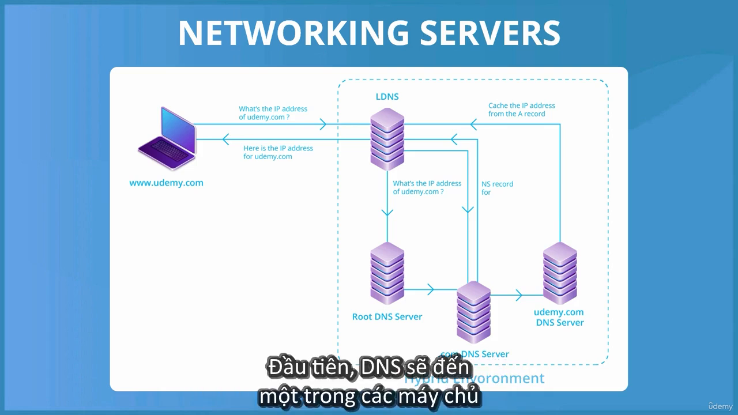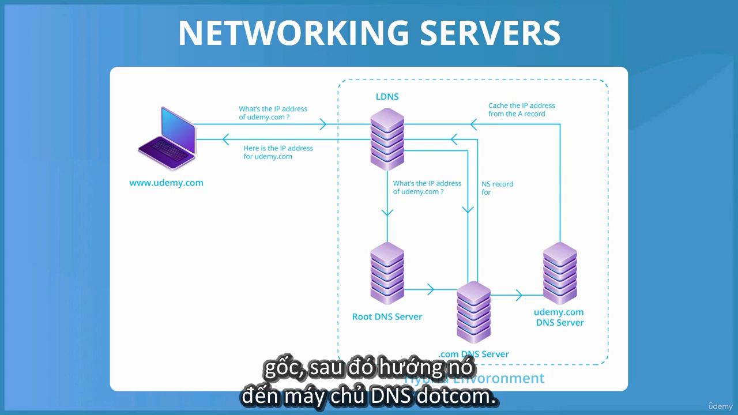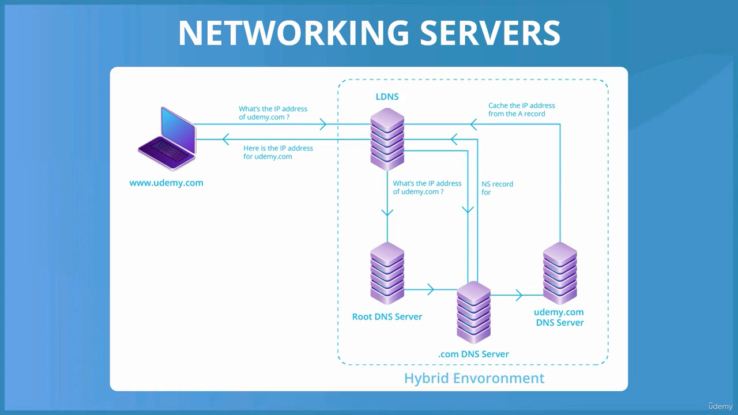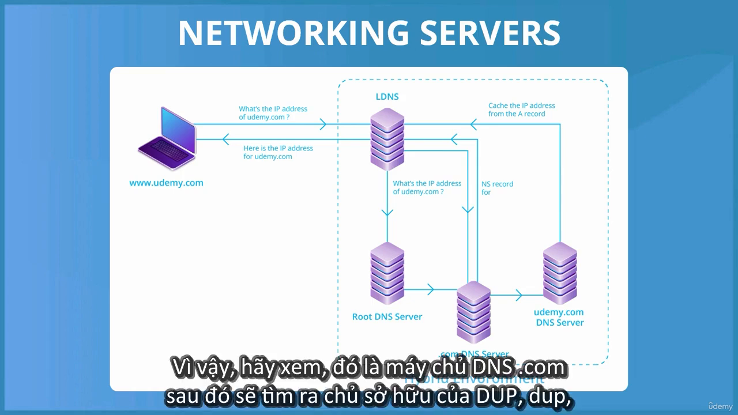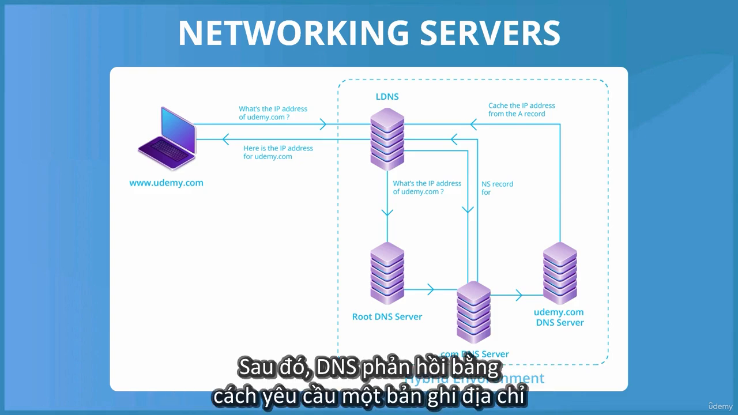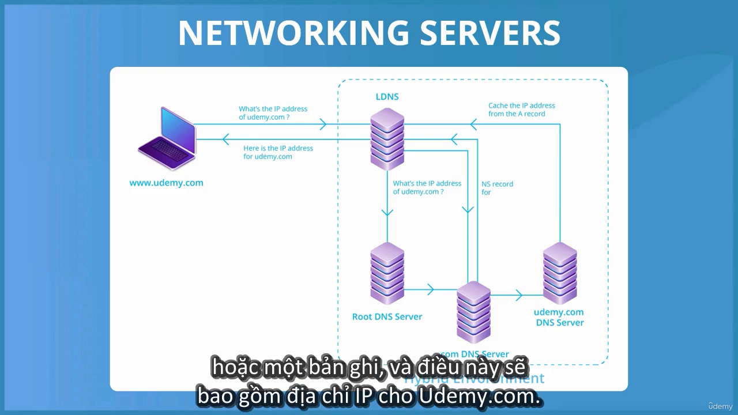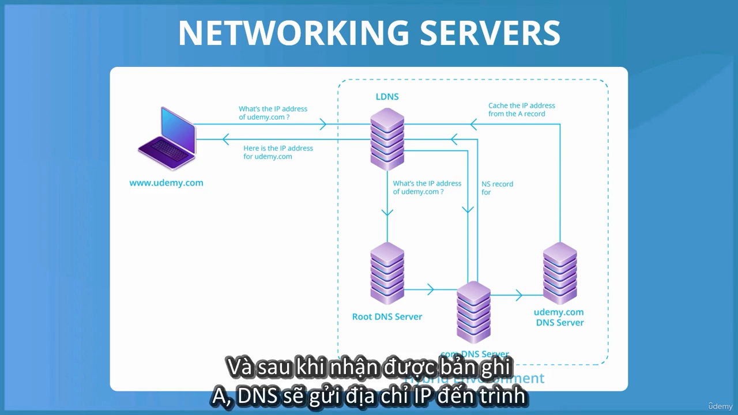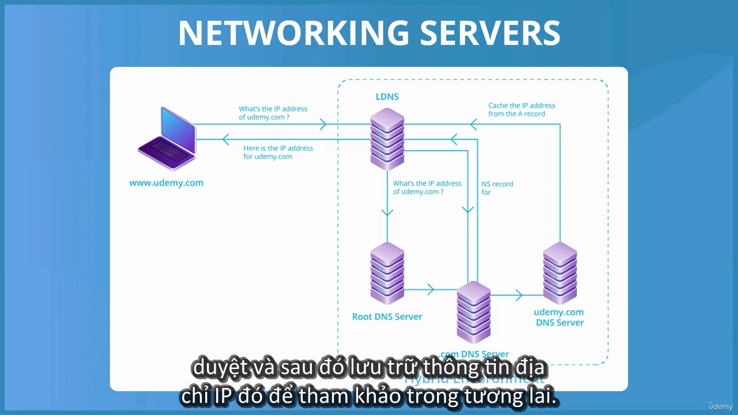First, LDNS goes to one of the root servers, which directs it to the .com DNS server. So see, it's the .com DNS server that then finds out the owner of www.udemy.com and notifies the LDNS with a name server, NS record for udemy.com. Then the LDNS responds by requesting an address record, or A record, and this will include the IP address for udemy.com. Then after receiving the A record, the LDNS will send the IP address to the browser and then caches that IP address information for future reference.